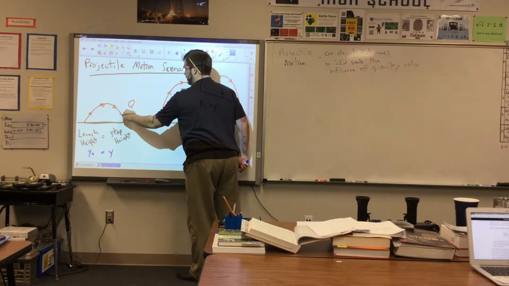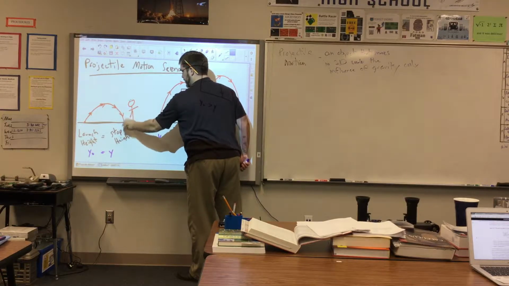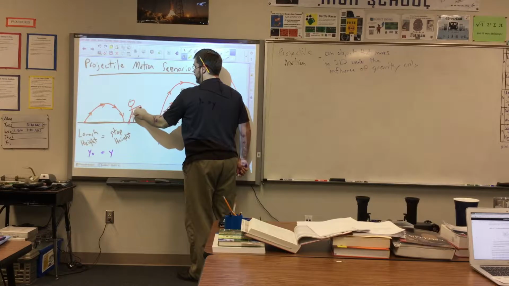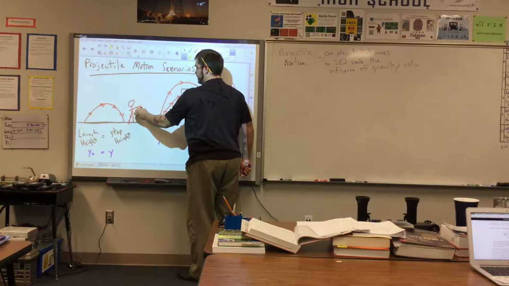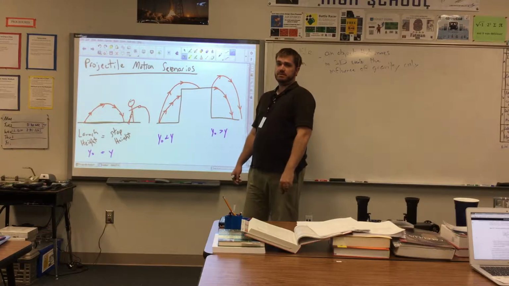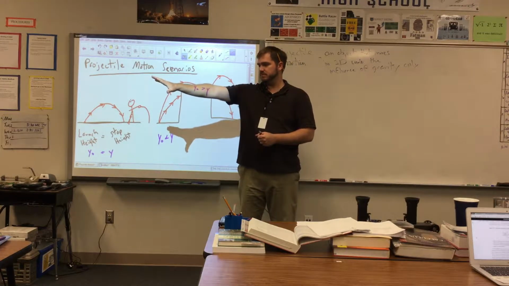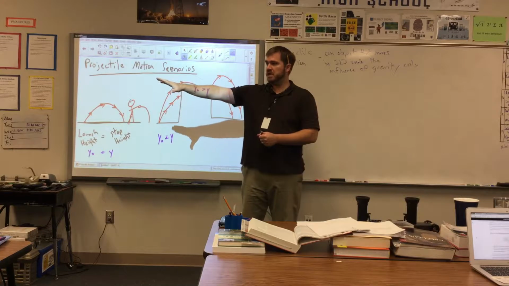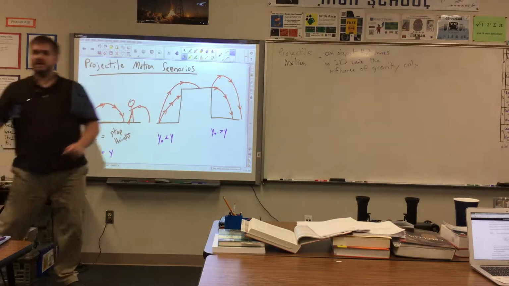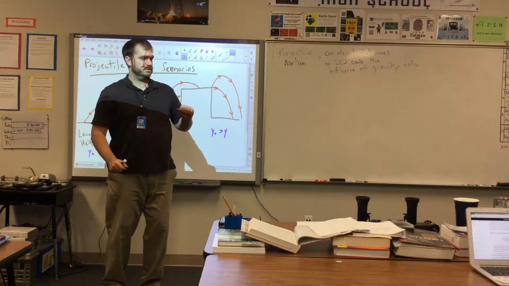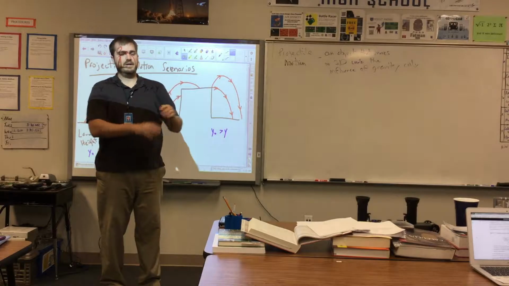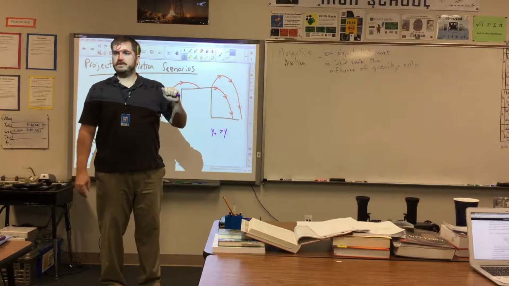What if you're standing right there, really far up, and you throw a ball, and you throw it completely horizontally, so it just goes like that. Is that projectile motion? Yes, it is. It's projectile motion. What's the launch angle?